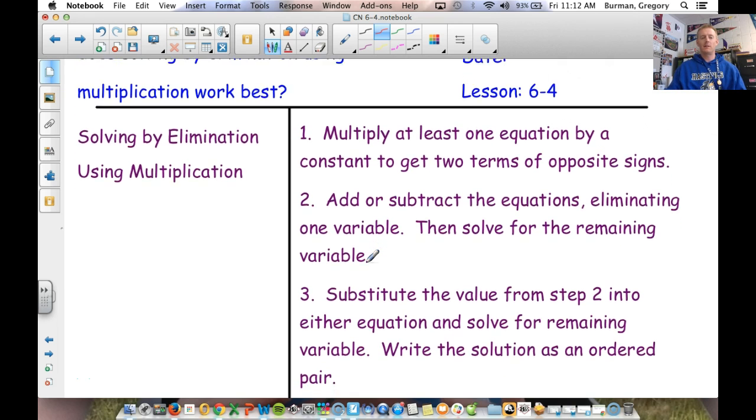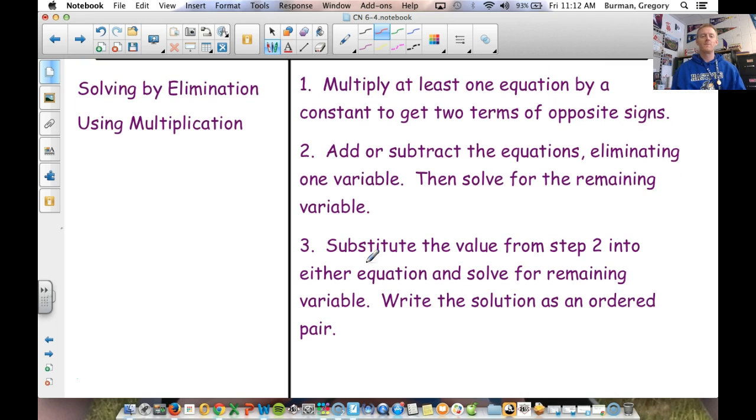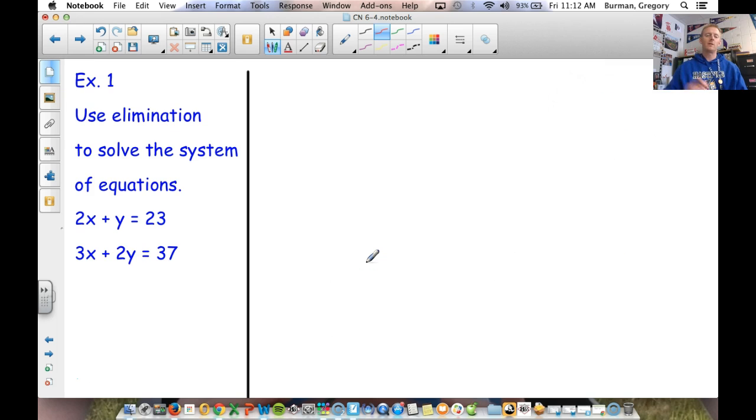So make sure you write down these steps to give yourself a step-by-step process to solve systems of equations by using the multiplication process. So here's our first example. You can see that we have our two equations: 2x plus y equals 23 and 3x plus 2y equals 37.